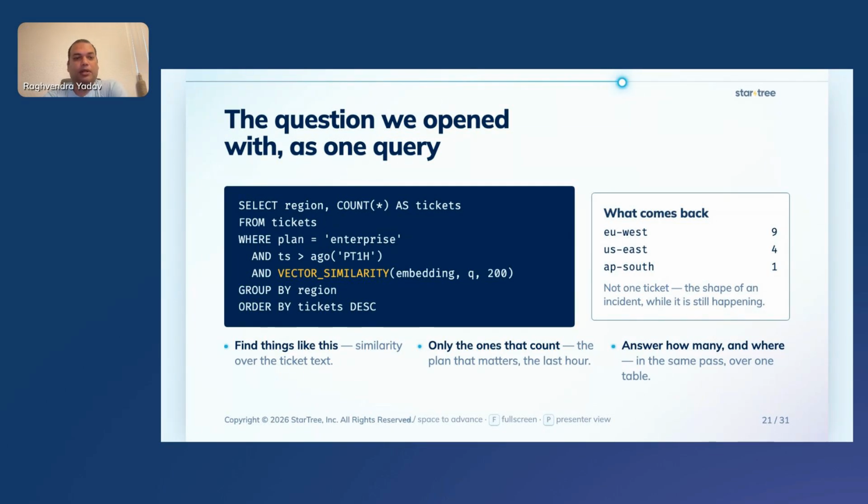This is one sample query, where you have vector similarity search. You are also searching for which plan, and you have the timestamp predicate. And you can see in the output that you find EU West, US East. So the tickets were in all these regions. So you're able to identify how many tickets related to your search, or related to this embedding, were available in different regions.